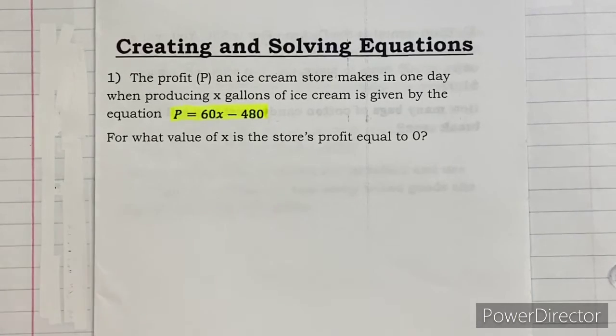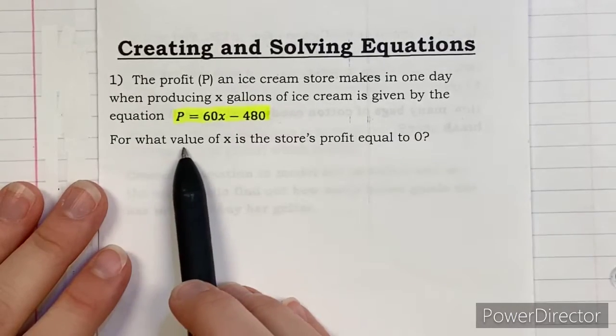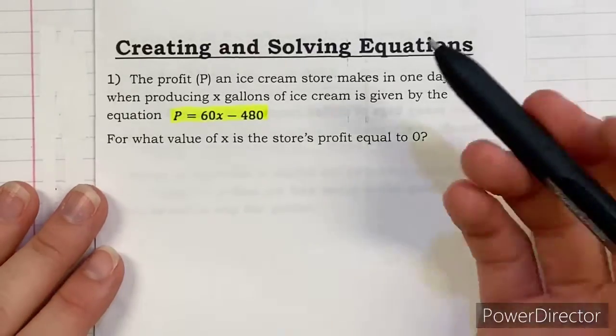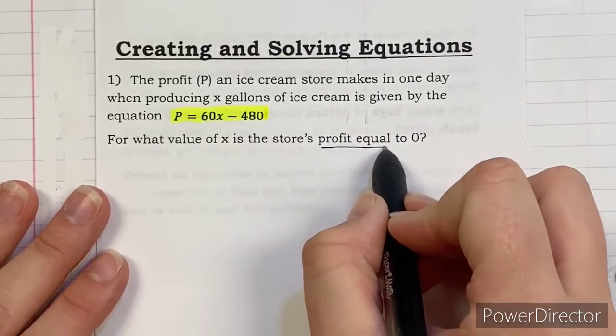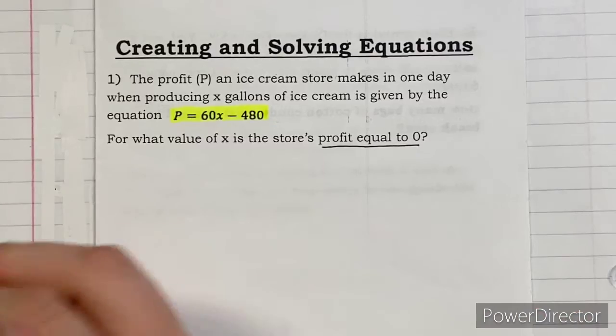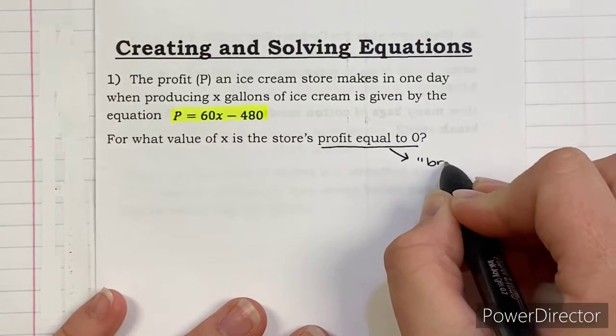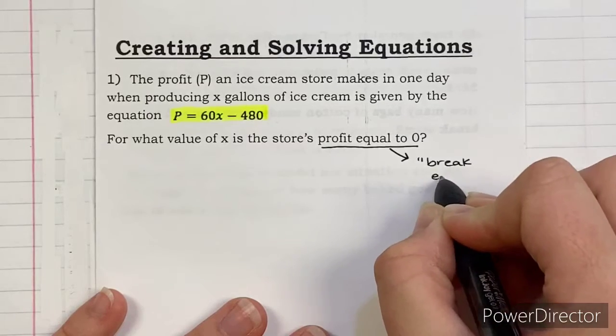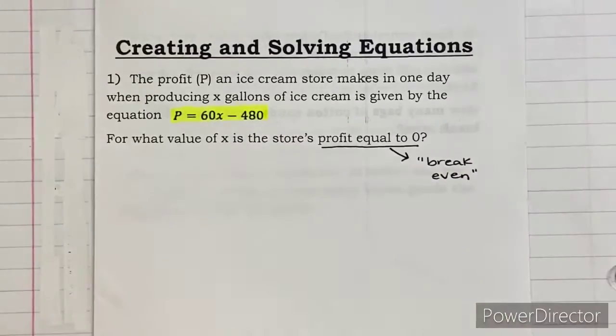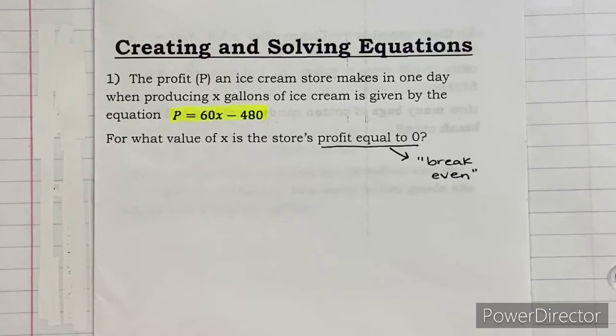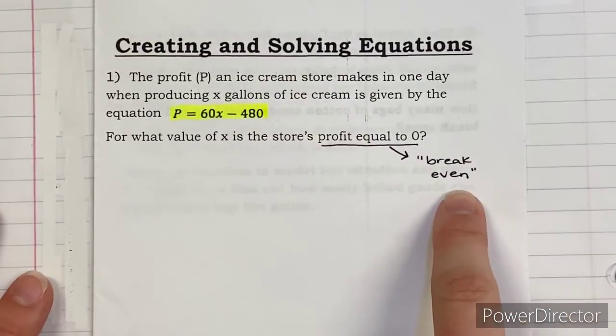And then the other thing that I think is important, it says for what value of X is the store's profit equal to 0? So we need profit equal to 0. This is a phrase that is used oftentimes referring to break even. So what that means is when a store starts their business, they don't automatically start making money. They have to earn back what they originally put in. And so when they do that, it's called break even.